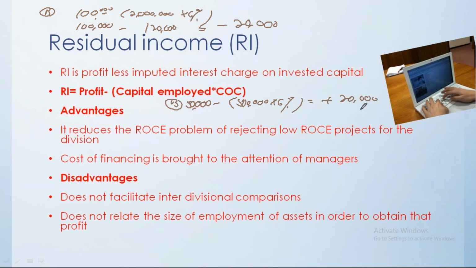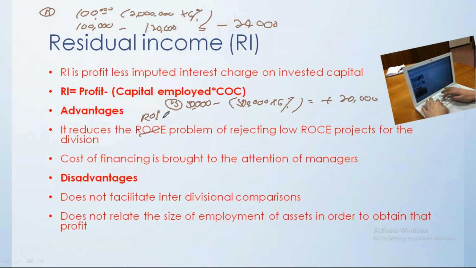So ROI is one measure we use, RI is one measure we use. Both for ROI and RI, same profit. The profit we use is profit before interest. So advantages: it reduces the ROI problem of rejecting low ROI projects for the division. Actually we should not call it ROC, we must call it ROI. Presently you are getting 10% ROI, when you have a new project coming with 8%, you will reject.